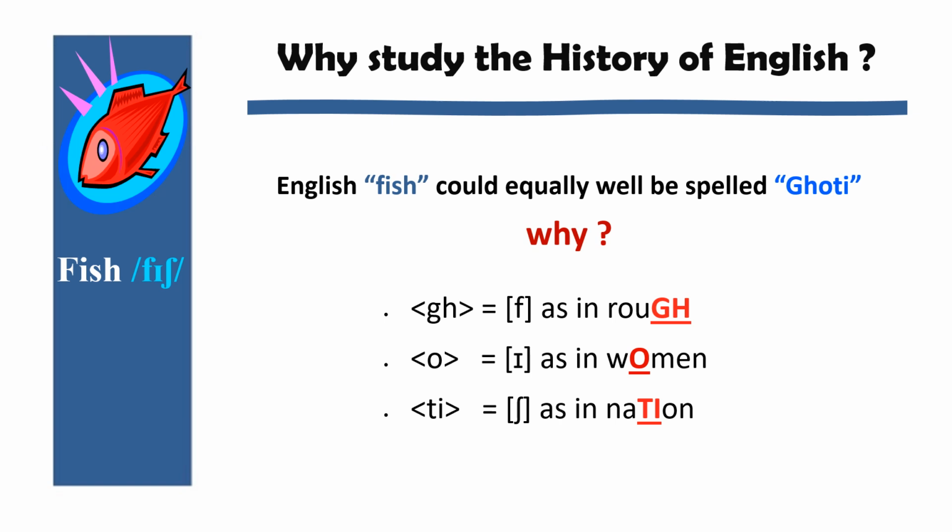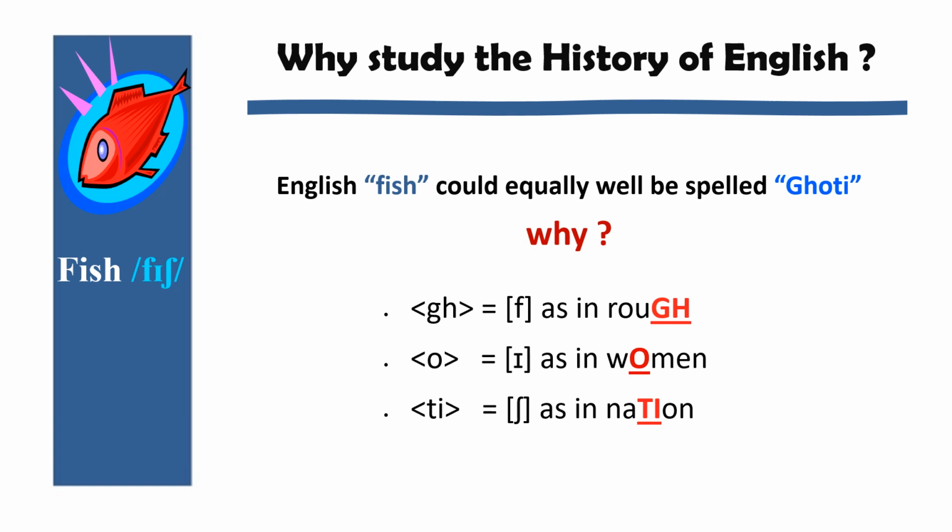What about the vowel sound? Are there any words in which that sound is written as the letter O? Yes, there are words like women, which is pronounced with that sound. So again, this second sound can be written as an O letter. And as for the sh sound in a word like nation, the T and I stand for sh. So that's how you can write fish as GHOTI. Of course, the word spelled GHOTI is not even a real word, but it shows the inconsistency of English spelling.